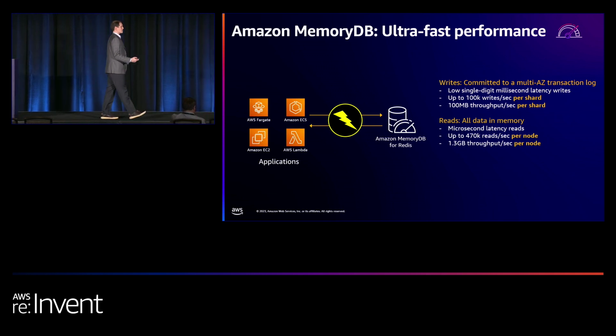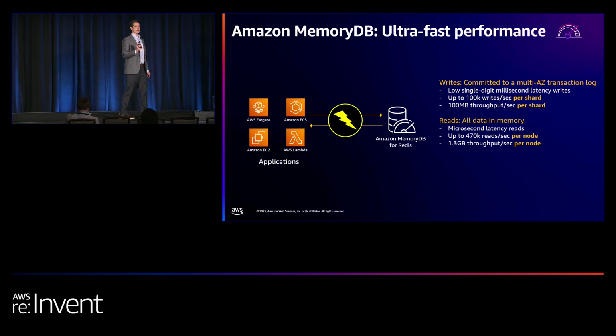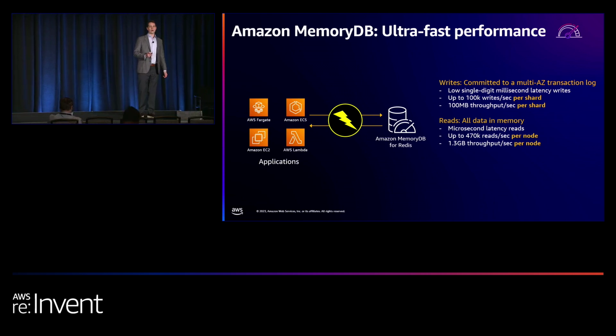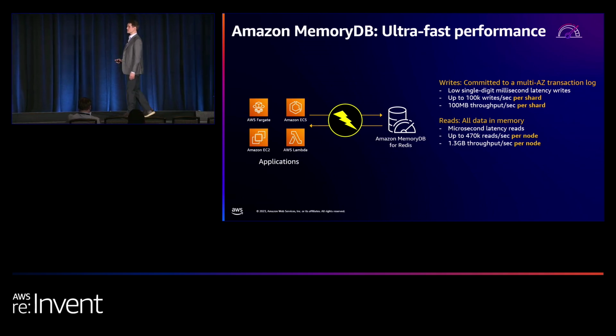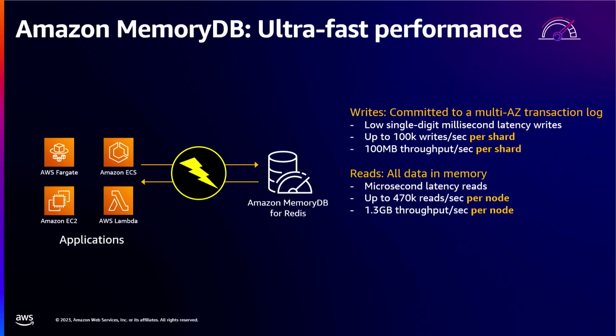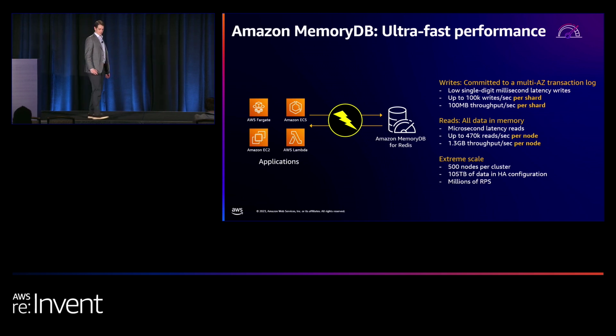And from a read perspective, MemoryDB stores its entire data set in memory. All reads are served directly from memory, and we do that with microsecond latency. You can power up to 470,000 reads per second, or 1.3 gigabytes of read throughput specifically. And MemoryDB scales vertically and horizontally. You can support up to 500 nodes per cluster and millions of requests per second.